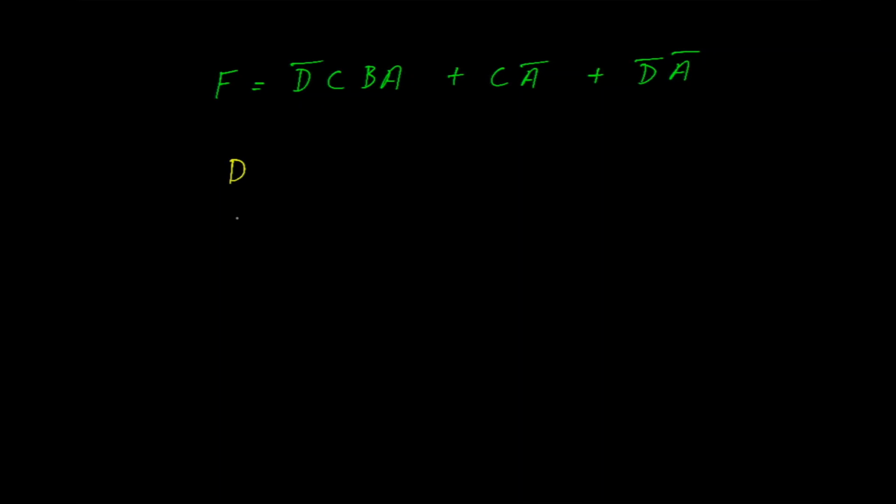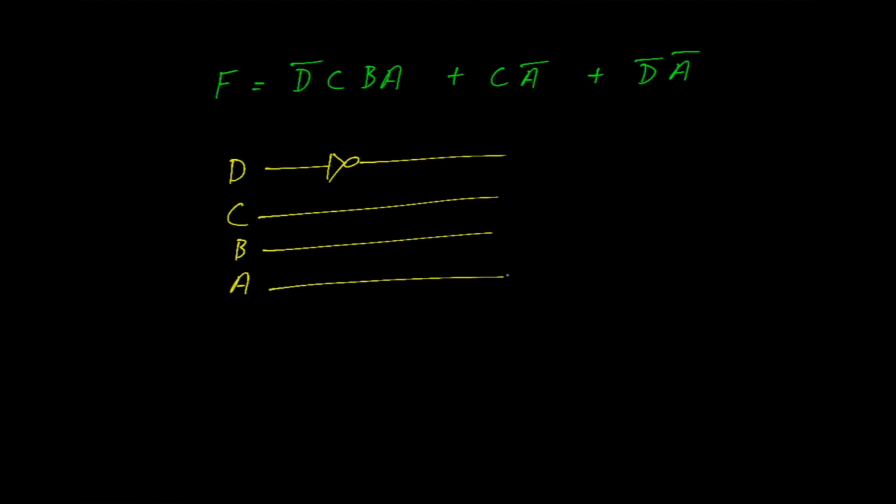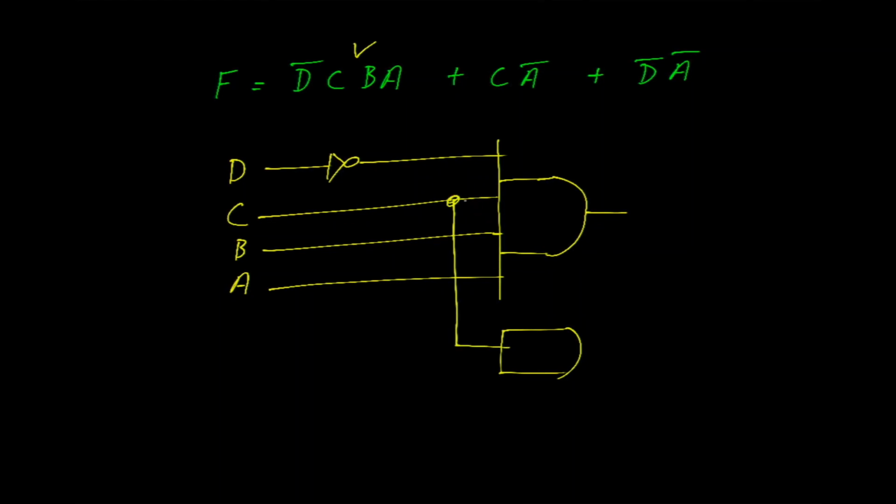Let there be inputs D, C, B, and A. D naught, C, B, and A. We'll let that go to this AND gate. That takes care of that. We'll set up another AND gate. This time we need C. We'll take this term here. So there's our C. And we need A naught. So we'll put an inverter right here.